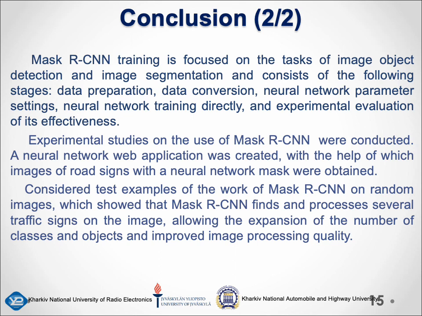Mask RCNN training is focused on the task of image object detection and image segmentation and consists of the following stages: data preparation, data conversion, neural network parameter setting, neural network training directly, and experimental evaluation of its effectiveness. Consider test examples of the work of Mask RCNN on random images, which showed that Mask RCNN finds and processes several traffic signs in an image, allowing the expansion of the number of classes and objects and improved image processing quality.